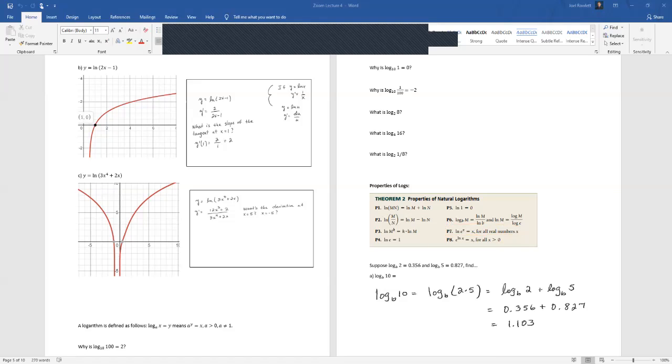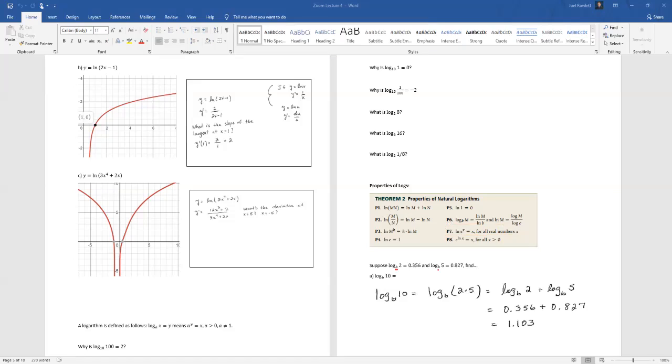Okay, so let's go to the bottom of the screen here, and we have some information. They're telling us we don't know what b is. We could figure it out, but we don't know what b is. They're going to leave that as an unknown for now. But they're telling me that log base b of 2 is 0.356, and log base b of 5 is 0.827. And the question is, what would be the log of 10 if you're in base b?